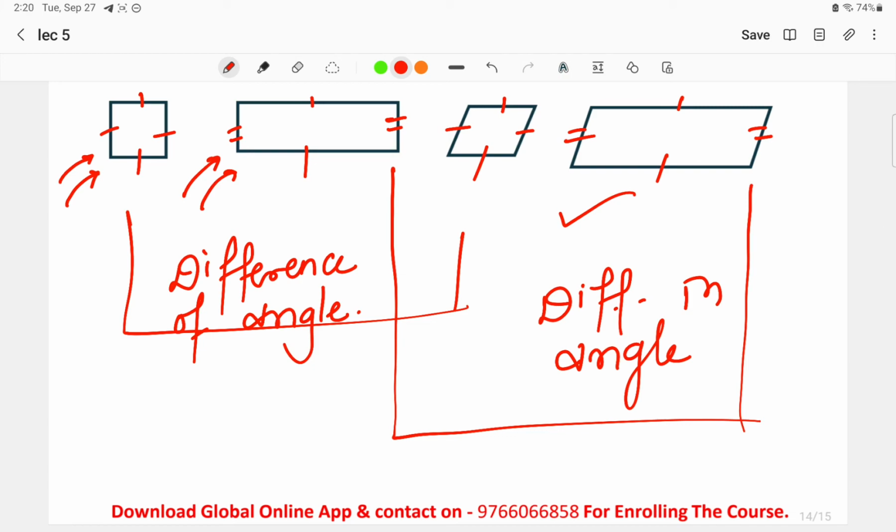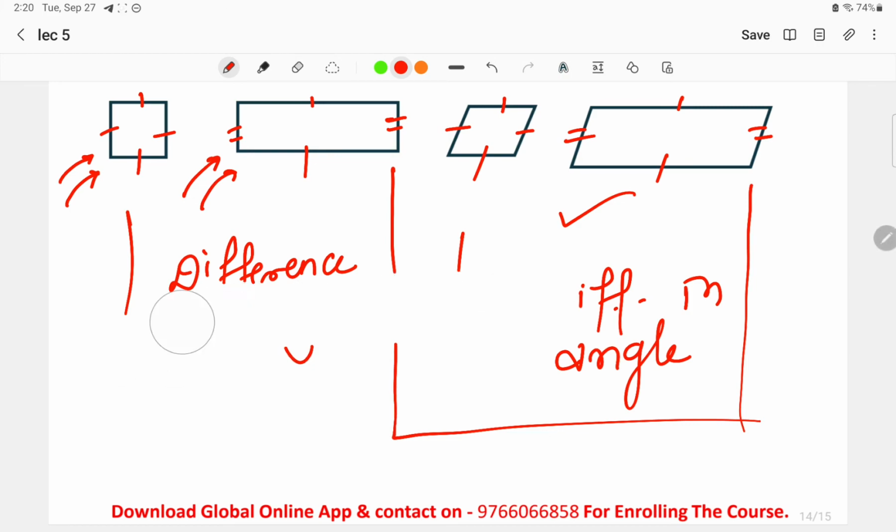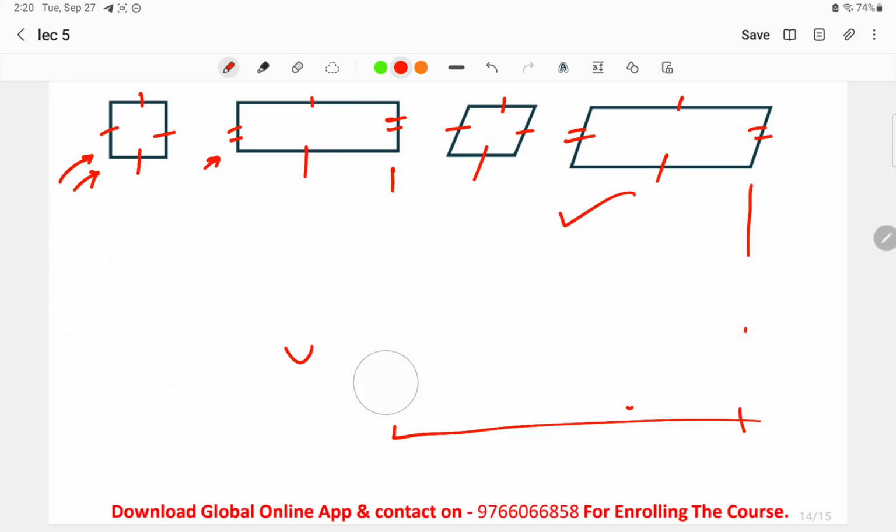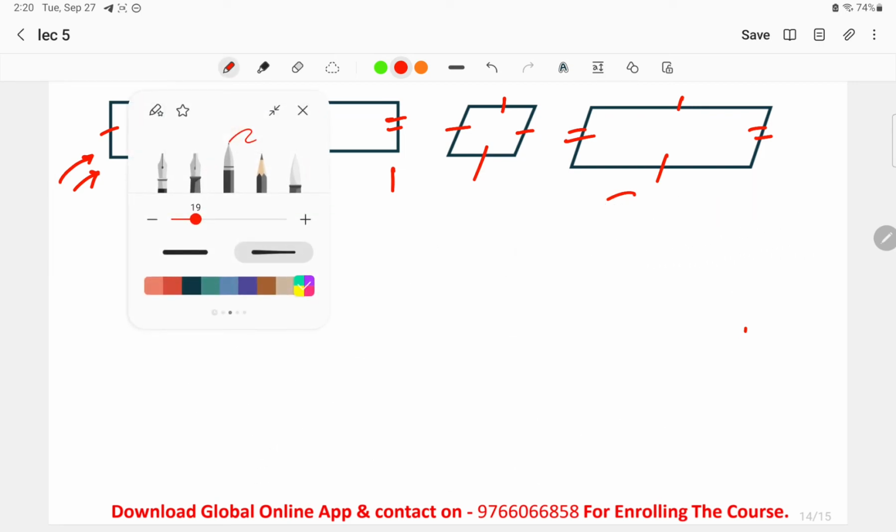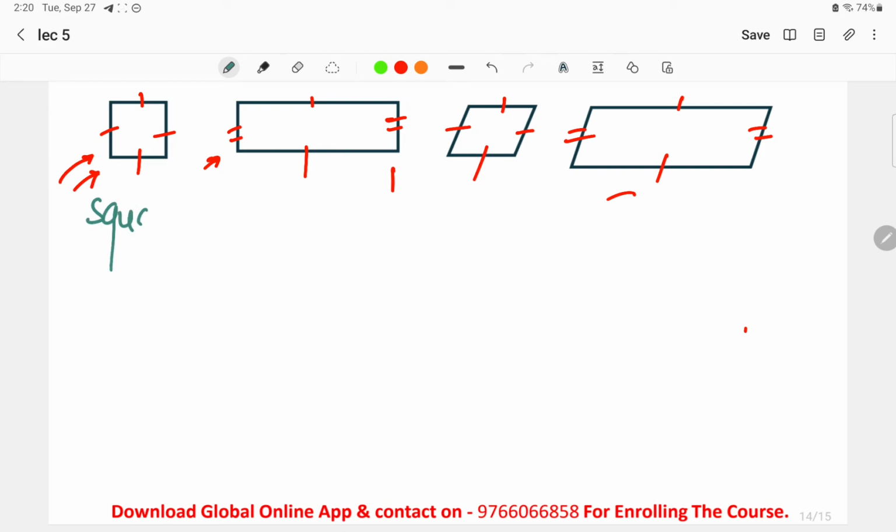Now the second thing that we have to keep in mind is, this was the first thing, as I told you, the difference between the square, rhombus, rectangle and parallelogram. Now the second thing that we have to keep in mind is, when this is a square, I'll write it once again, this is a rectangle, this is a rhombus and the parallelogram.